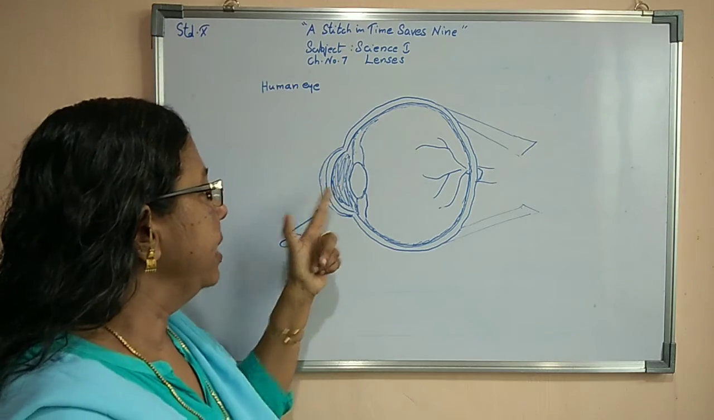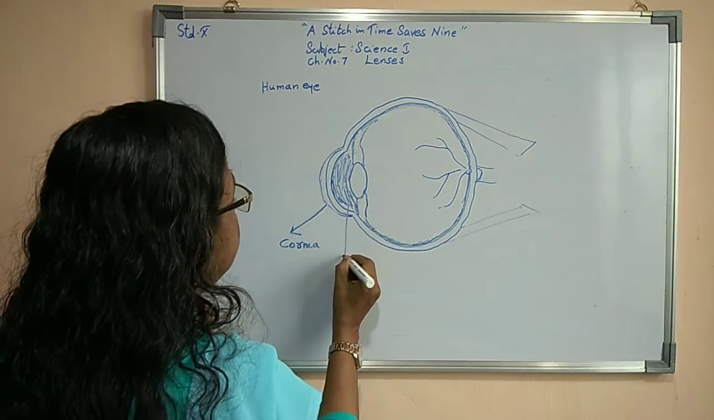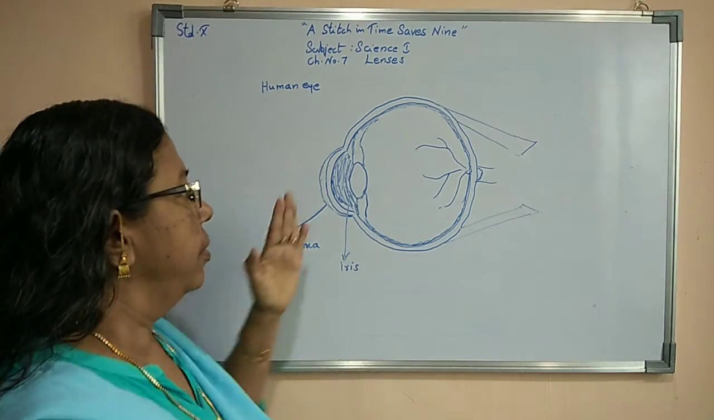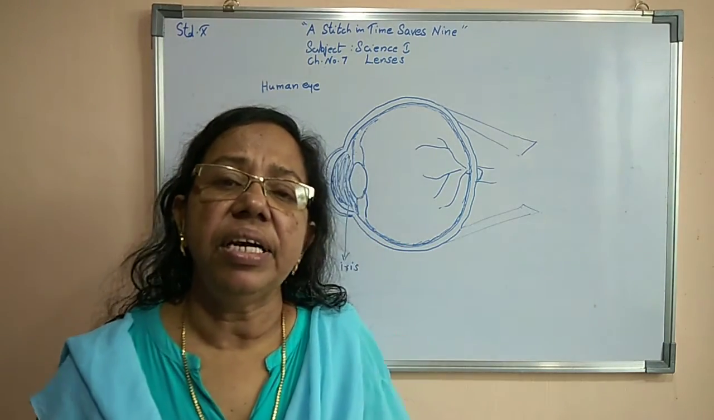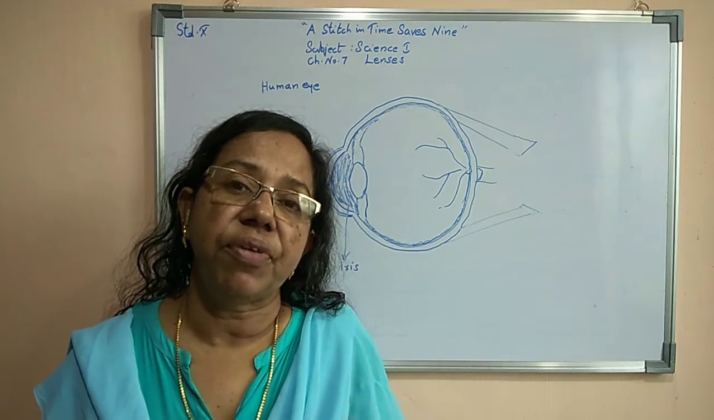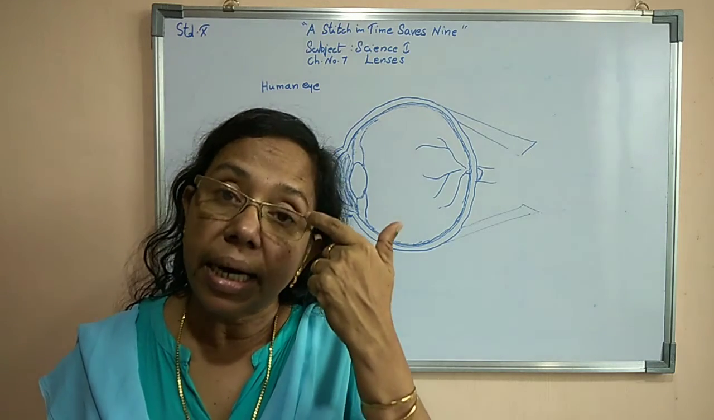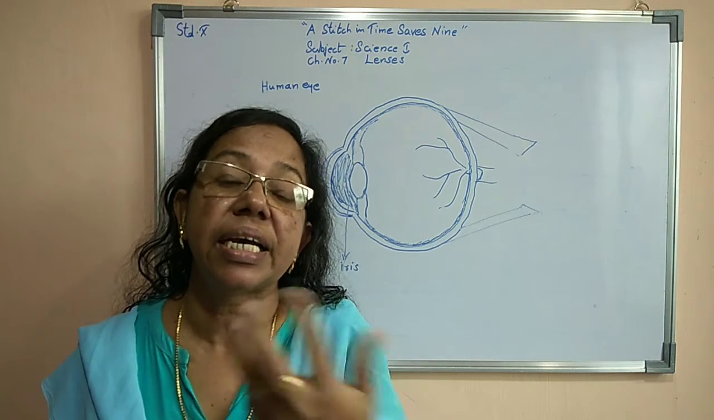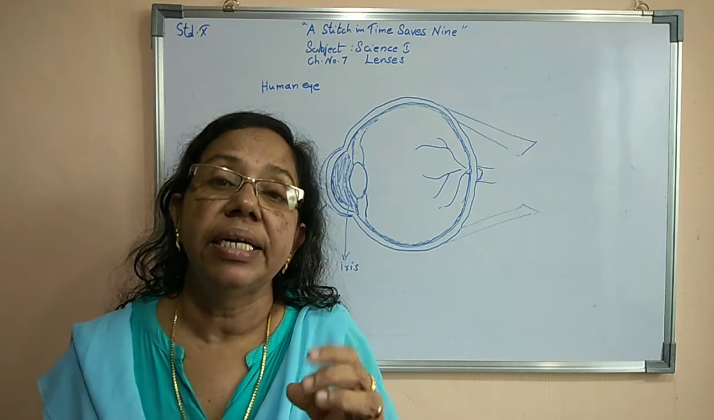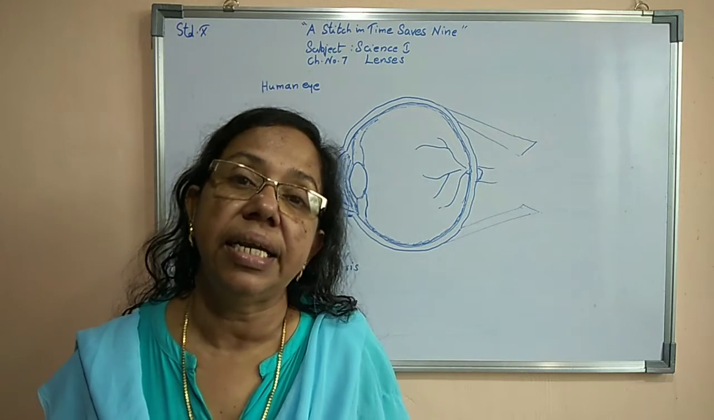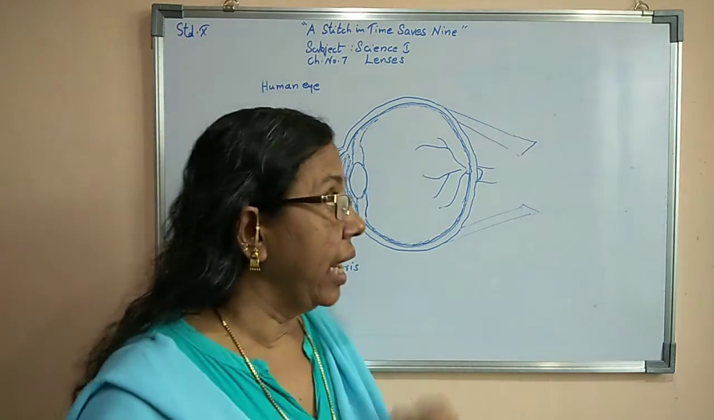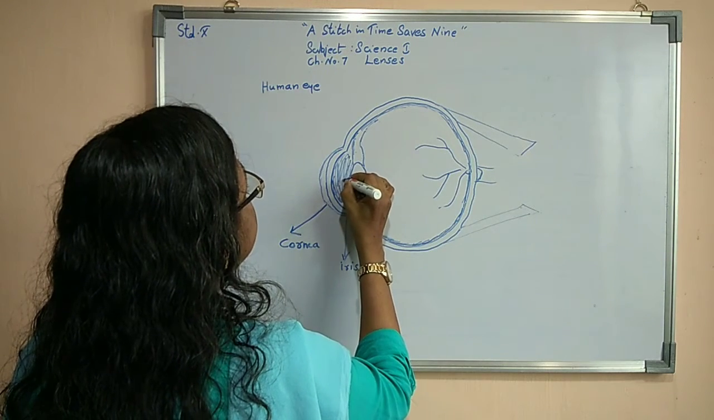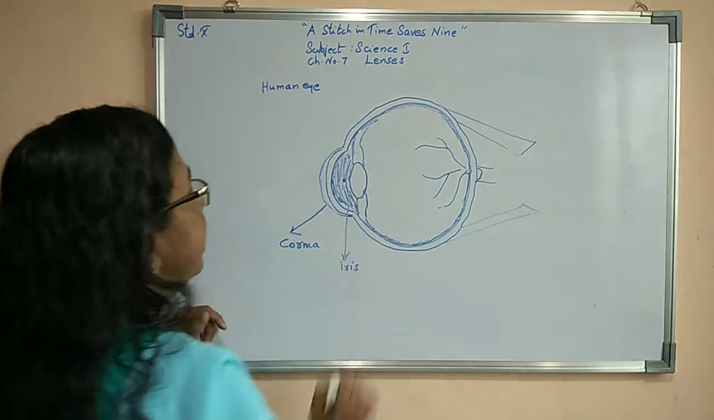Now inside that cornea, you can find a dark colored part. This part is known as the iris. This iris has different colors. In different people, you can see different colored irises, maybe black, maybe brown, maybe green. Now at the center of the iris, there is a hole.